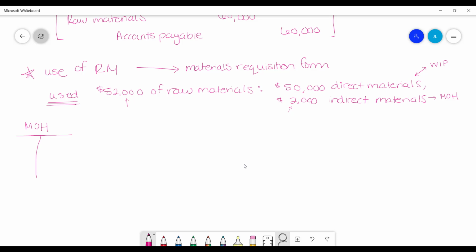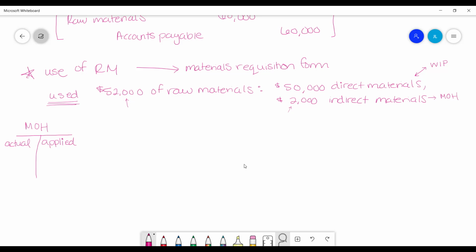So anytime you debit manufacturing overhead, that means you are referring to actual manufacturing overhead costs. But anytime you credit manufacturing overhead, that means you are applying overhead to a job. Okay, so a debit to the manufacturing overhead account refers to actual overhead. Anytime you credit it, that refers to applied overhead in that sense. So let's see how that works.